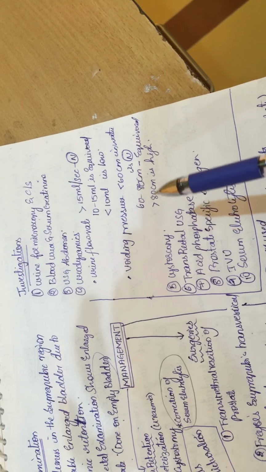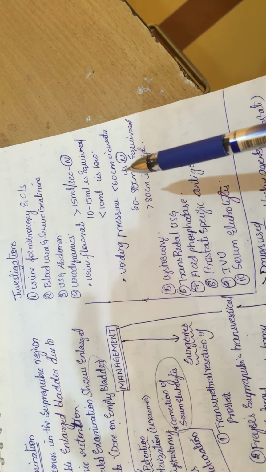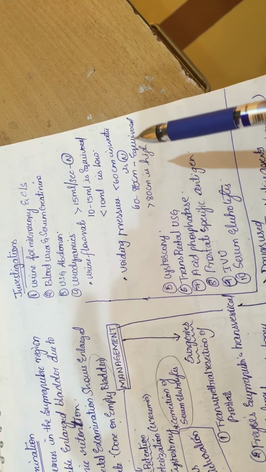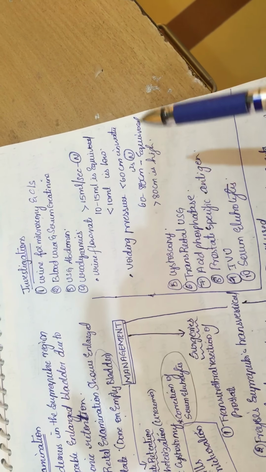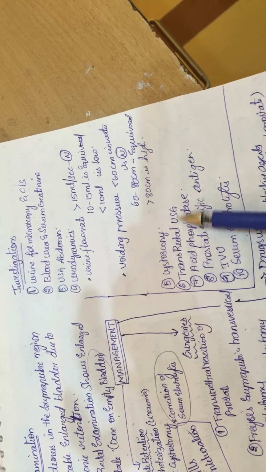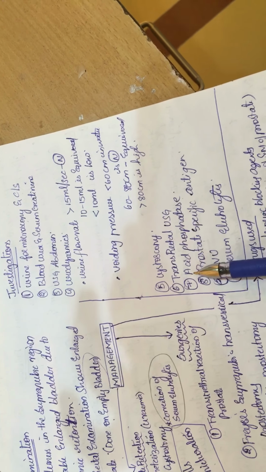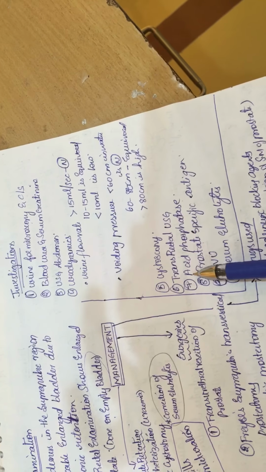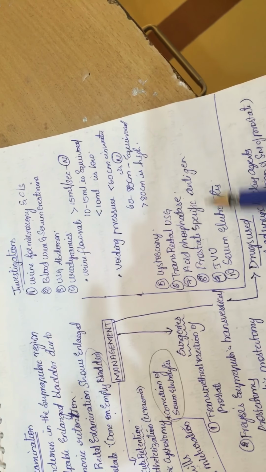Voiding pressure less than 60 centimeters of water is normal, 60 to 80 centimeters is equivocal, and greater than 80 centimeters is high. Cystoscopy, transrectal ultrasound, abdominal ultrasonography, acid phosphatase, prostate specific antigen, IVU and serum electrolytes are done.